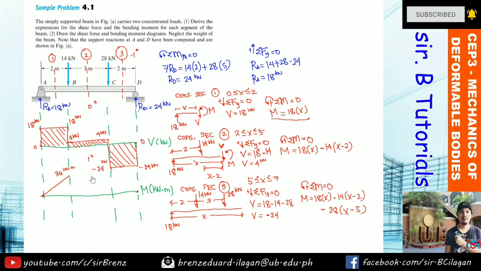Next, let's proceed with the next section. This time, we will use this equation, which is applicable for the distance of 2 to 5. Let's check if it gives the same result at distance 2. I taught you the technique in the ALQ: input 18, then x, minus 14, then the quantity of x minus 2. Whatever you see in this equation, that is also what you plug into the ALQ.